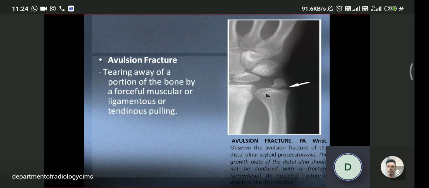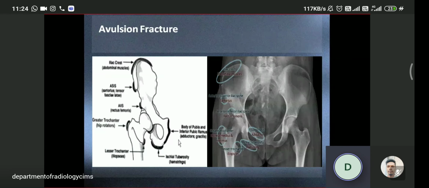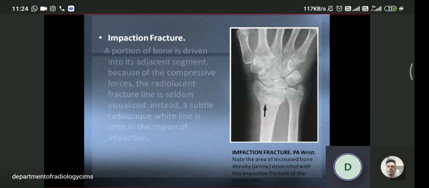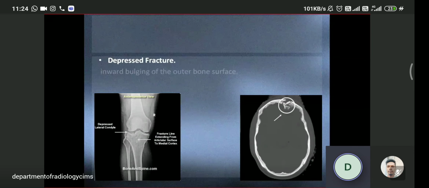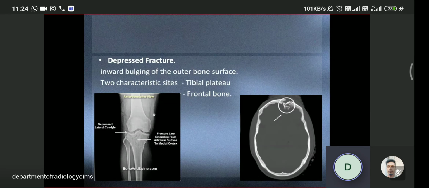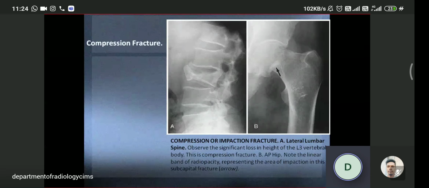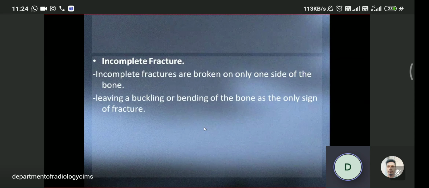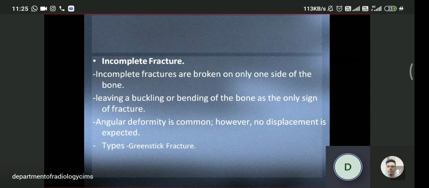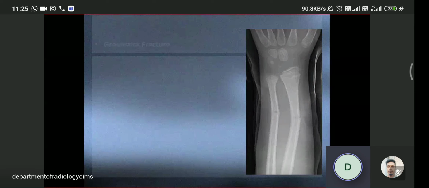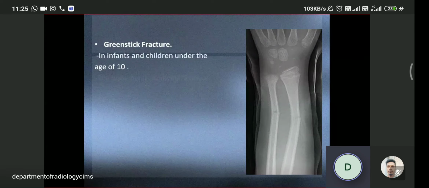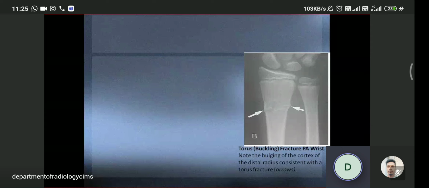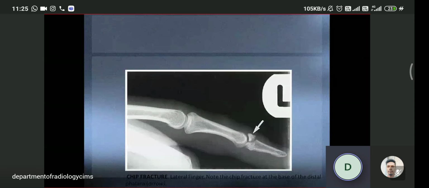This is avulsion fracture. Another term, avulsion fracture. To write impaction fracture. Next, depressed fracture, when some bones get depressed inside its parenchymal part. Then compression fracture. Compression is always used in the part of vertebrae. Then incomplete fracture, where you will write green stick or torus fracture. So this is the green stick fracture when bending is seen. Bending is not seen, this is the chip fracture, a very micro fracture.